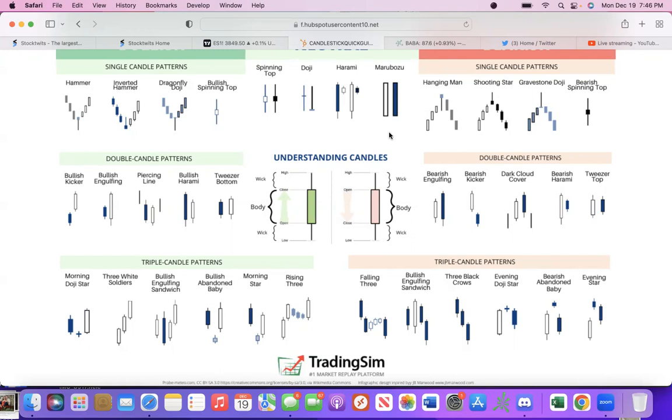Let's just work together and learn. Let's work together, find ideas, and share them. That's the whole goal of this. So, these candles are going to be a big part of my trading and hopefully a big part of your trading going forward.